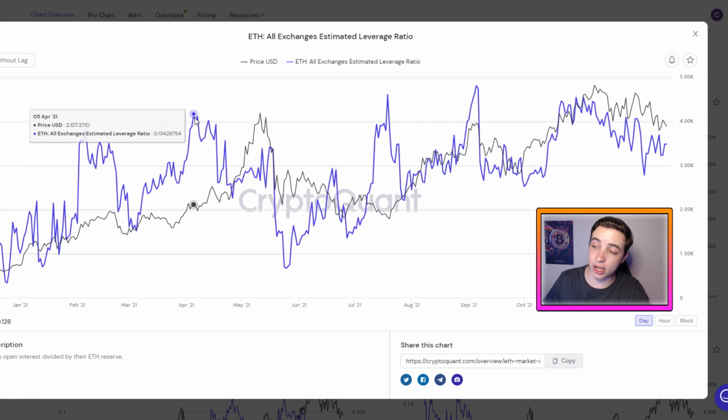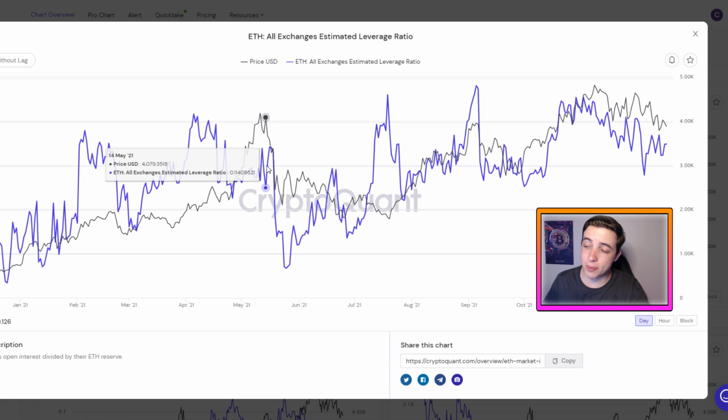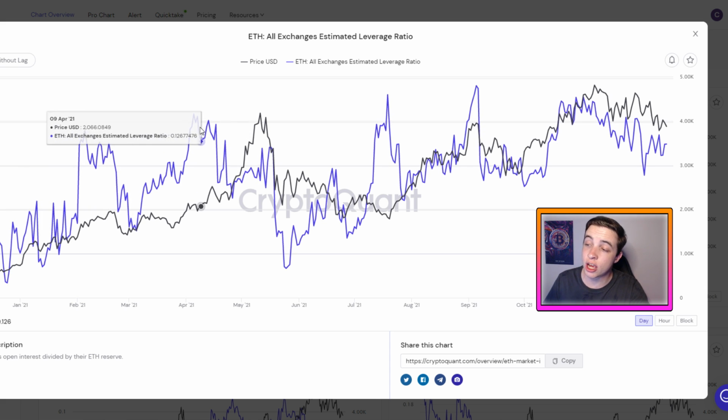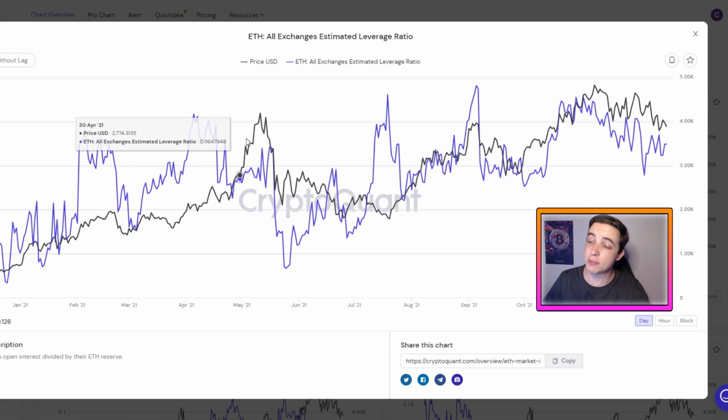So when this purple line just here, the estimated leverage ratio across all exchanges for Ethereum, spikes to the upside, that is when the majority of the market is highly leveraged in either leveraged long positions or leveraged short positions. And so it is very common, if we see a lot of bullish price action, we see quite a significant spike to the upside in this ratio as more and more people start piling into leveraged long positions, and then eventually the market flushes out all of that open interest, all of those long positions, in the form of a long squeeze in most cases, and that's where we see a collapse in the open interest.